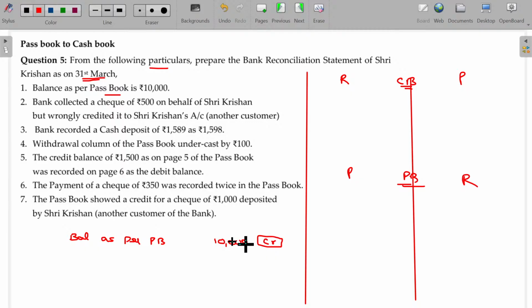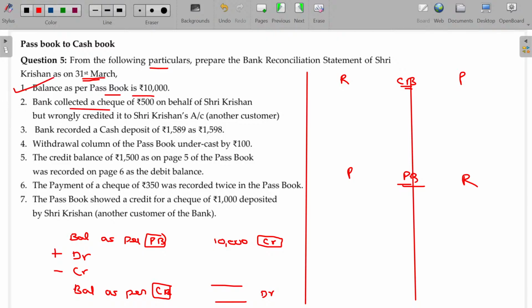Credit. As this is being the credit, what you have to do? Add debit values and minus credit values, you will get balance as per cash book. Then the ultimate value, if it is credit, means it should be debit. Point number 1. Point number 2.